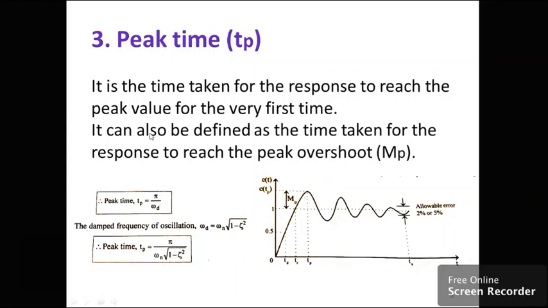You know how to calculate peak time. Peak time can be calculated by using the ratio between pi and omega d. That means Tp is given by pi divided by omega d. So how to calculate omega d? If you know omega n and theta, you can calculate omega d. So omega d is given by omega n into square root of 1 minus theta square. Or else you can modify the equation: Tp is equal to pi divided by omega n into square root of 1 minus theta square. So this is regarding peak time.